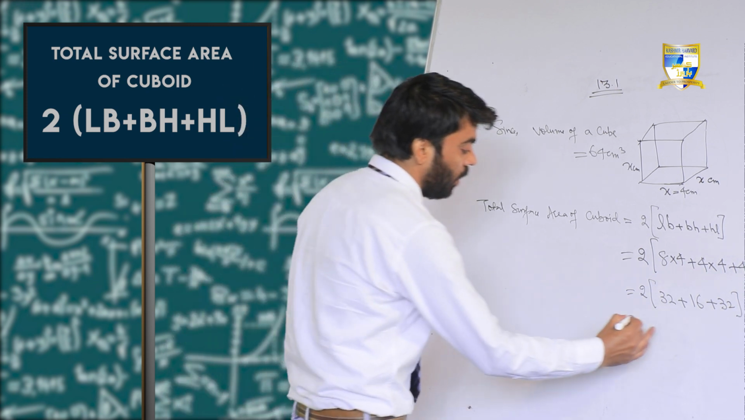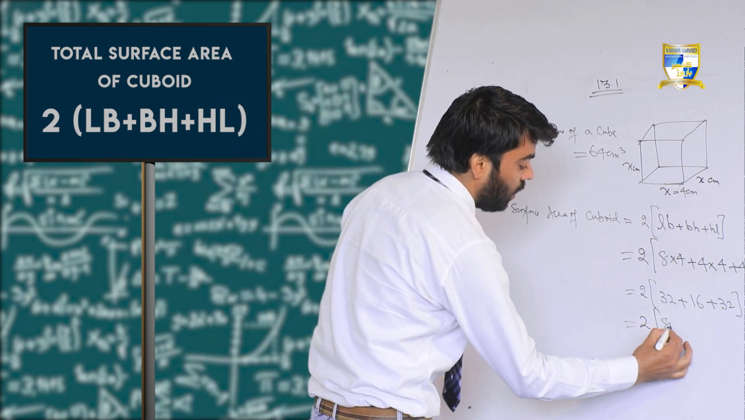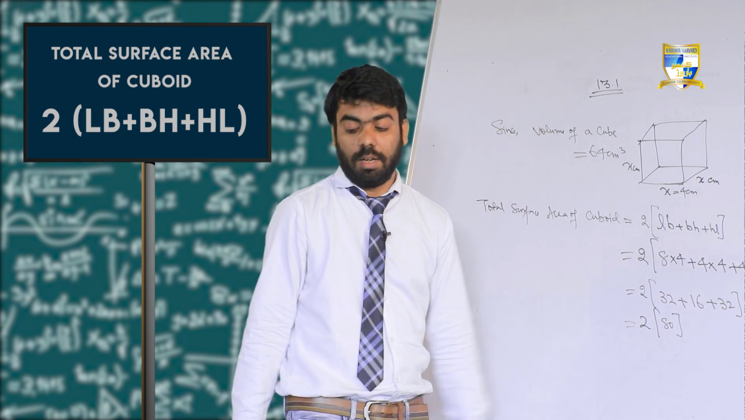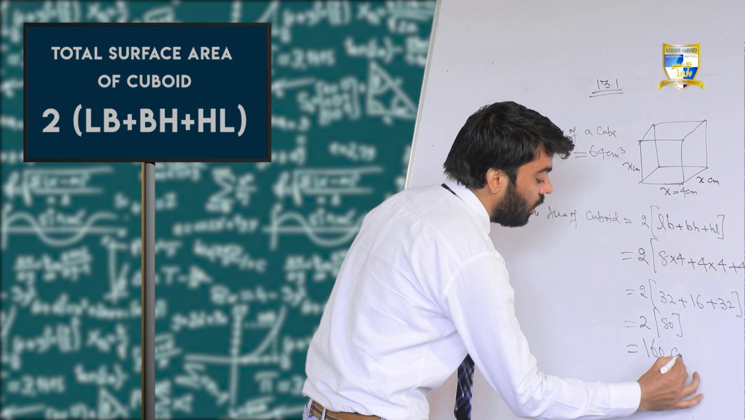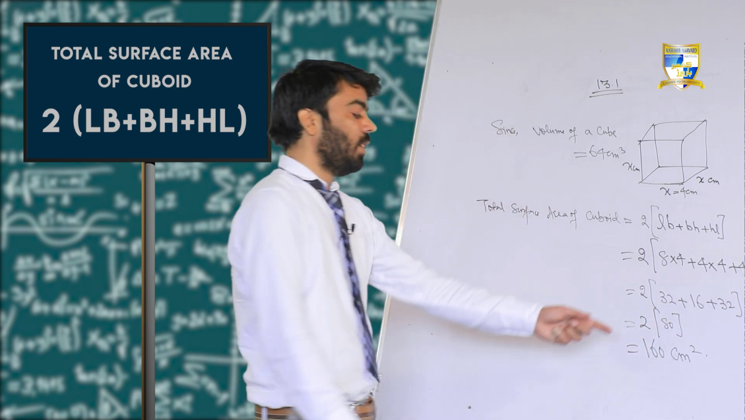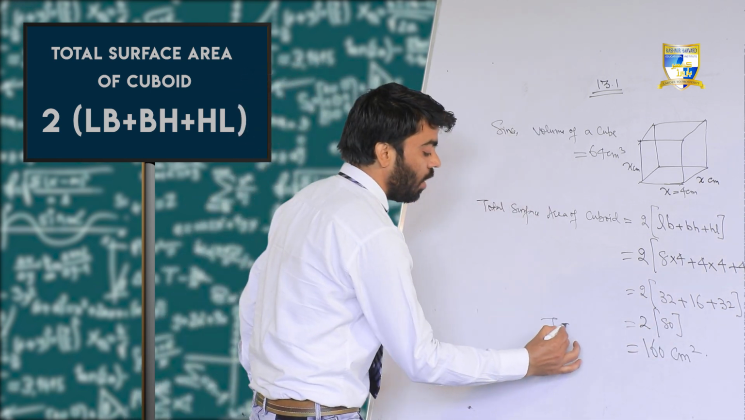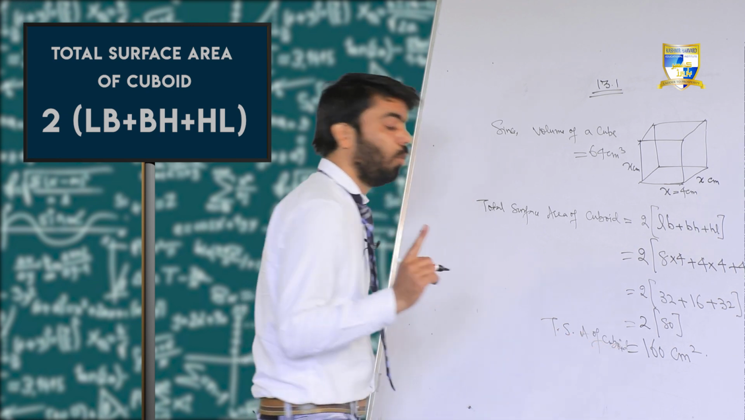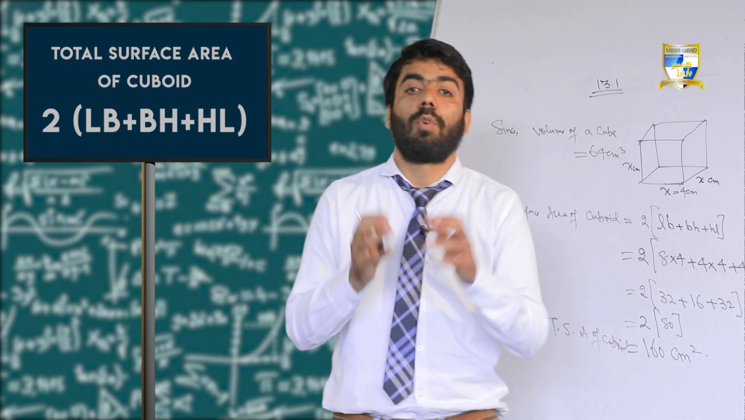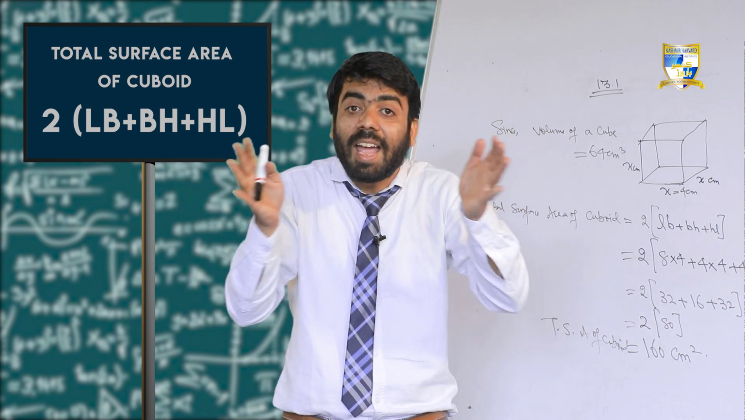So what is the sum? It's 80. It's 2 into 80. The answer is 160 centimeters square. What is this? This is the total surface area of the cuboid. Which cuboid? That cuboid which I made from the two cubes joining end to end.